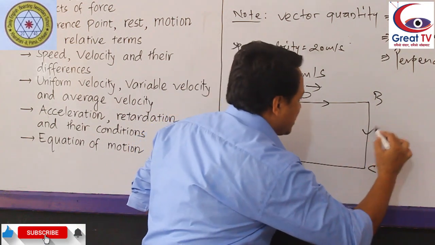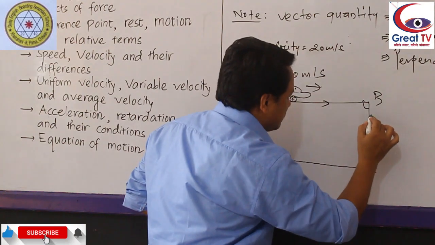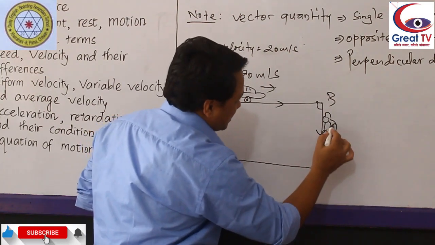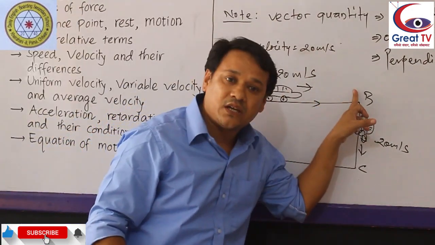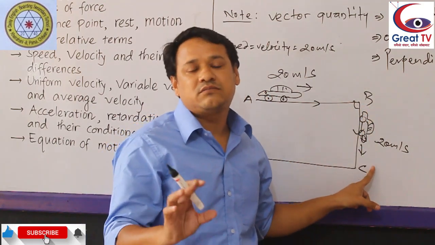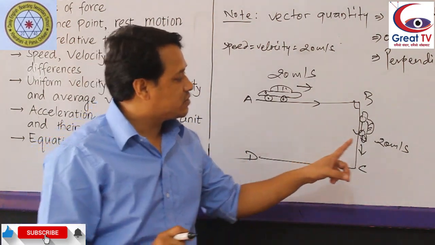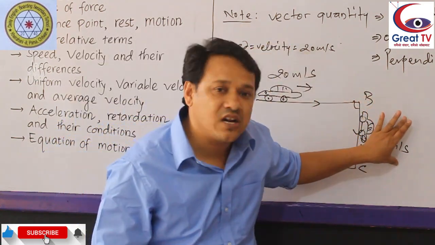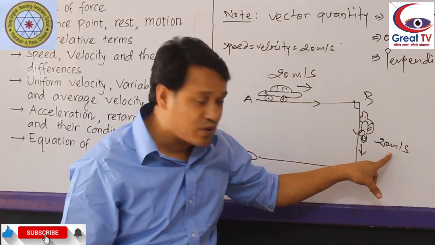But when the same vehicle turns in the perpendicular direction, moving with 20 meters per second, then with respect to AB, velocity will be 0. But speed is 20 meters per second. Here also 20 meters per second. Velocity here 20 meters per second. Here also speed is 20 meters per second.